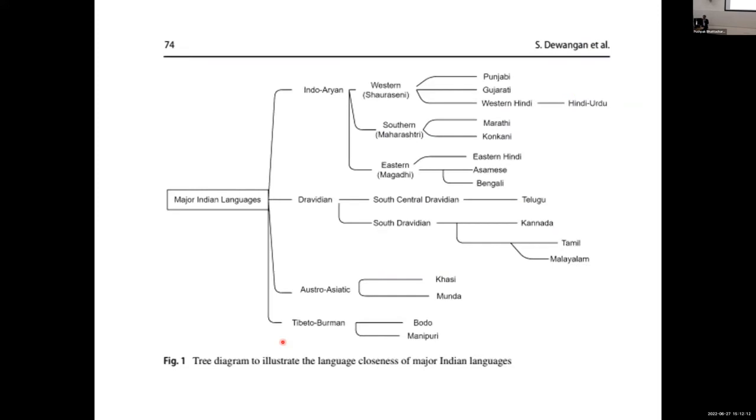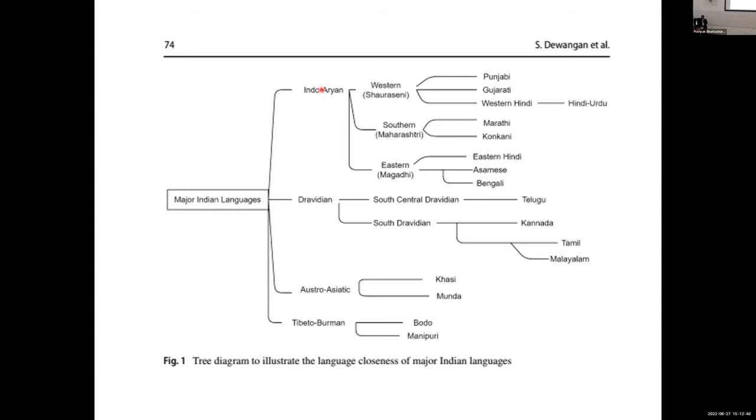Now, when we go to the linguistic typology, the typological classification of Indian languages, there are 4 families in the country. Indo-Aryan, which is spoken in the northern part of the country. Dravidian in the southern part. Austroasiatic, there are 2 languages, Khasi and Munda, and Tibeto-Burman, which is in the northeast of the country.